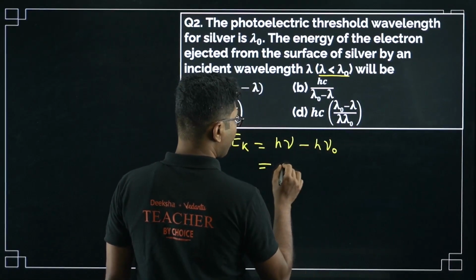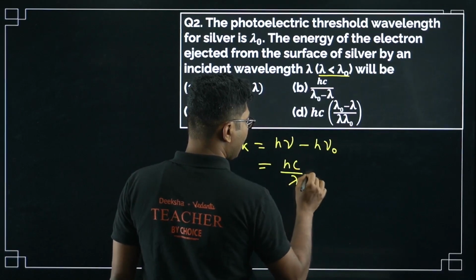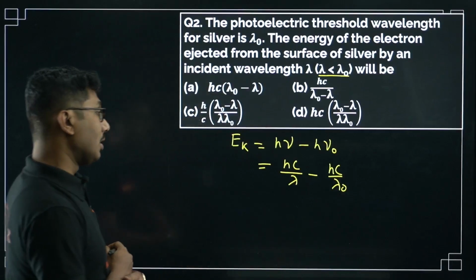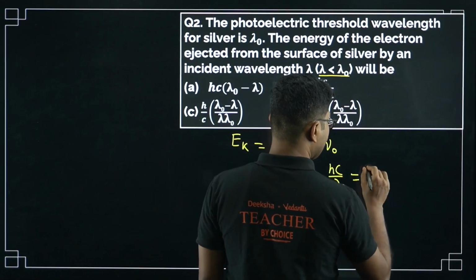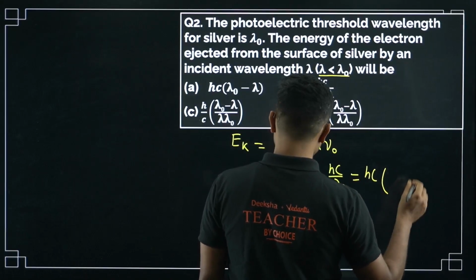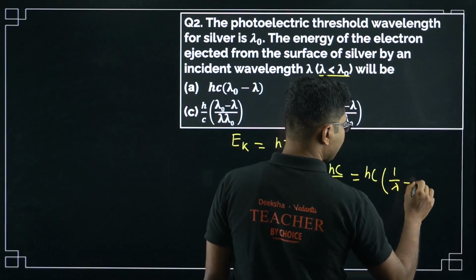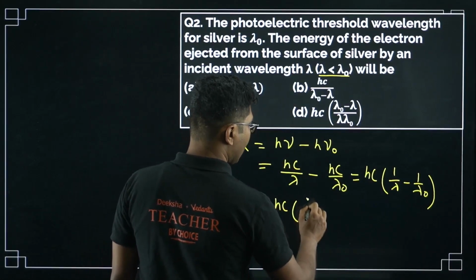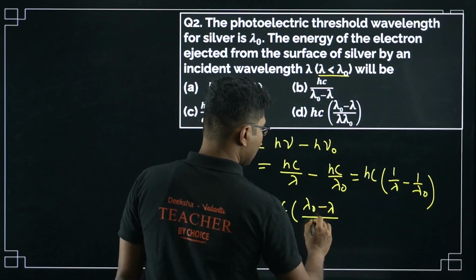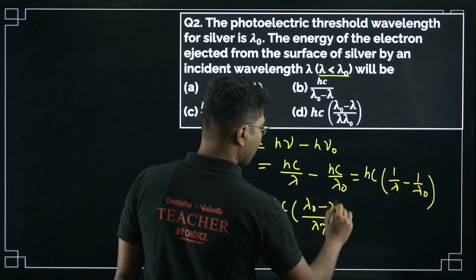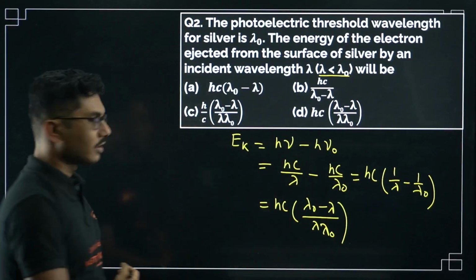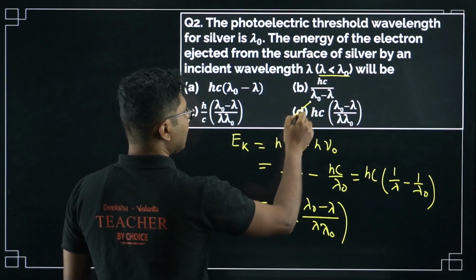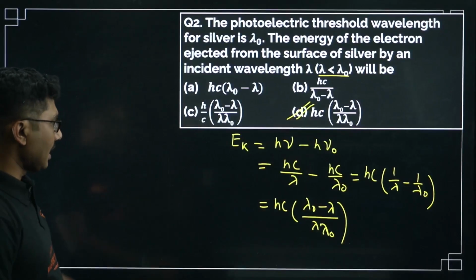From there we can write hc by lambda minus hc by lambda naught, where lambda naught is the threshold wavelength. Now if you take hc common, you get 1 upon lambda minus 1 upon lambda naught, or you can write this as hc into (lambda naught minus lambda) divided by lambda naught. Just take the LCM and do the multiplication and you will get this. So the correct answer is hc (lambda naught minus lambda) by lambda naught.